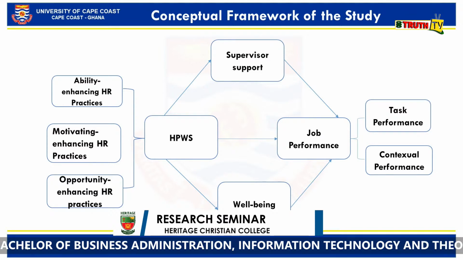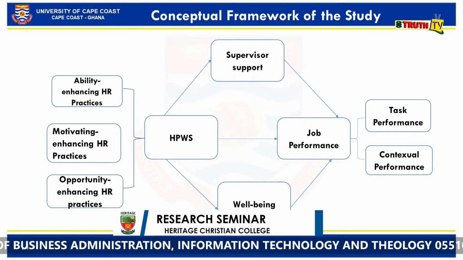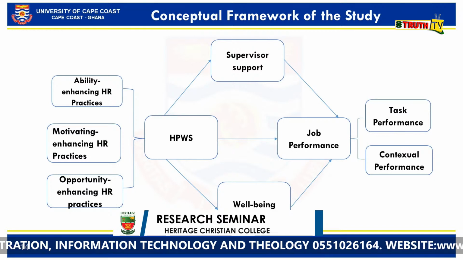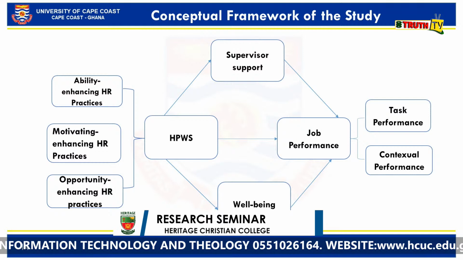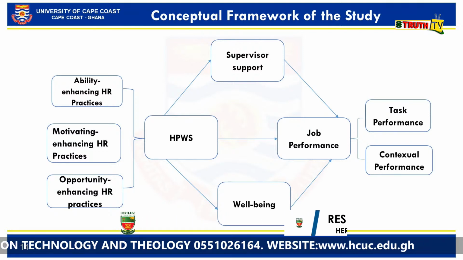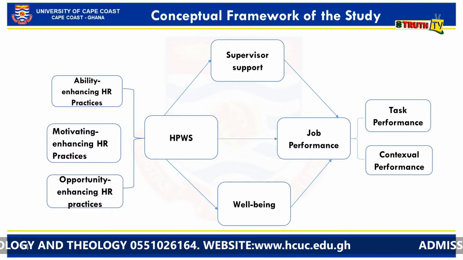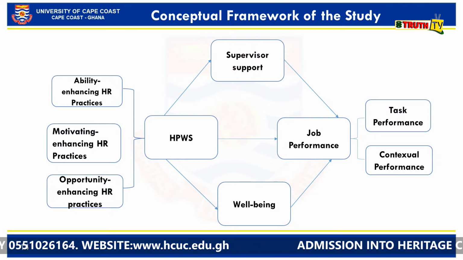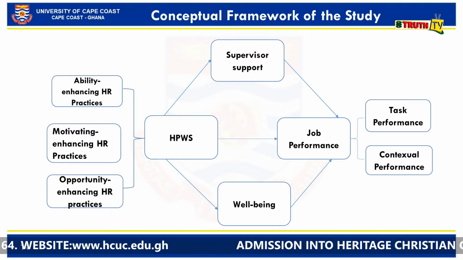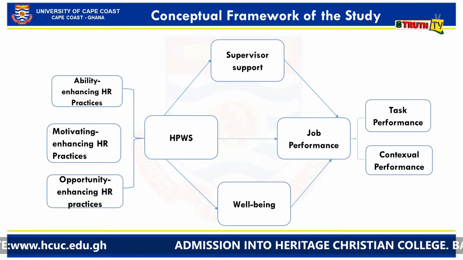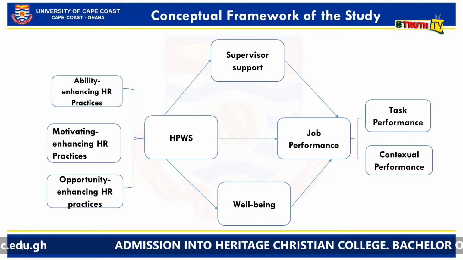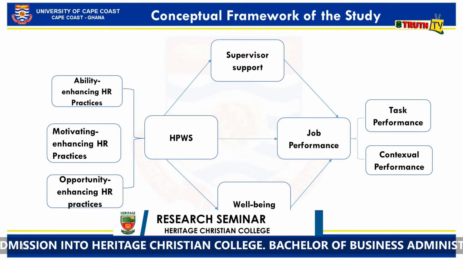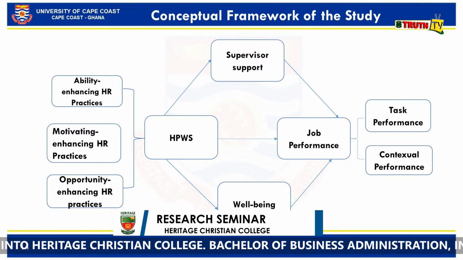Which one did I introduce? What components from the other model did you introduce here? So here, I said I'm looking at just the direct relationship. The other one, I'm not looking at the other components. So the whole topic is, I'm looking at high performance work system, the moderating role of supervisor support, well-being, and then job performance. Did you get my point?